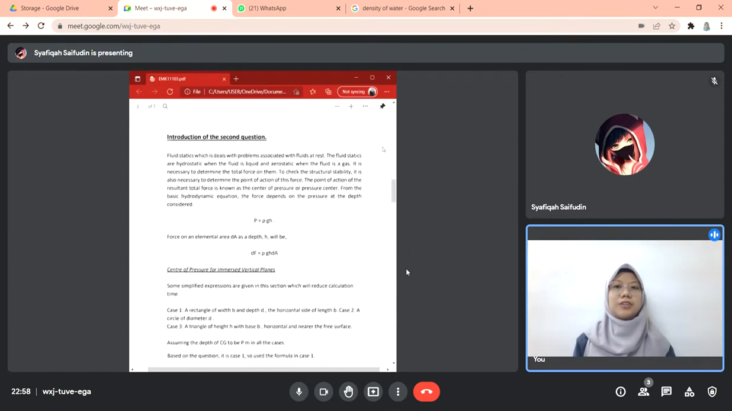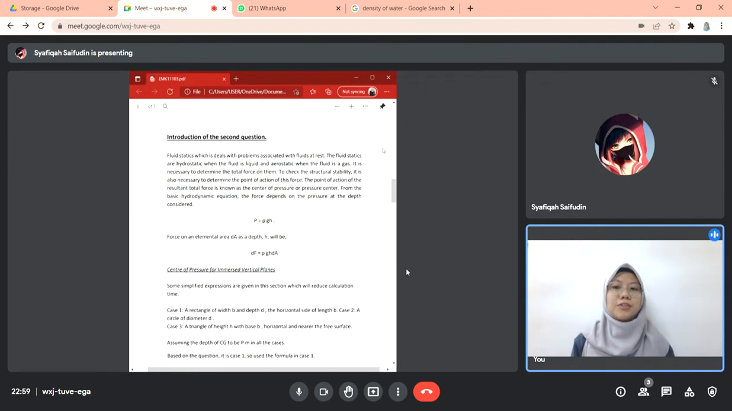So next is an introduction for the second question. Fluid statics deals with the problems associated with fluids at rest. The fluid static is hydrostatic when the fluid is a liquid and aerostatic when the fluid is a gas. It is necessary to determine the total force on them. To check the structural stability, it is also necessary to determine the point of action of the force. The point of action of the resultant total force is known as the center of pressure or pressure center.